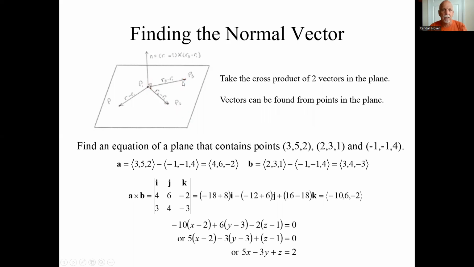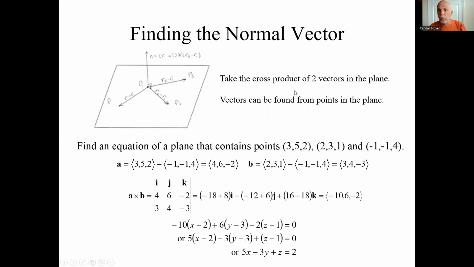So I can write these little vectors, R3 minus R1 and R2 minus R1, to describe this little vector here and this little vector here. Those are two vectors in the plane. So if I cross them, they're in the plane, so the cross product will be perpendicular to the plane. So the way to find this n is to cross R2 minus R1 with R3 minus R1. So I just pick one of the 3 points given and subtract it off from the other two and then cross them.